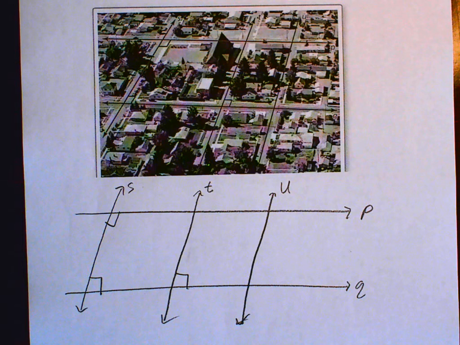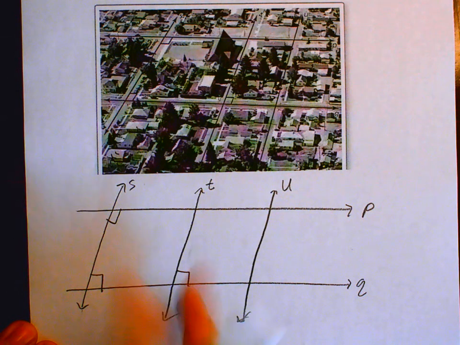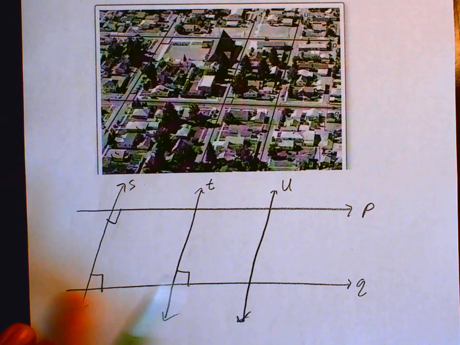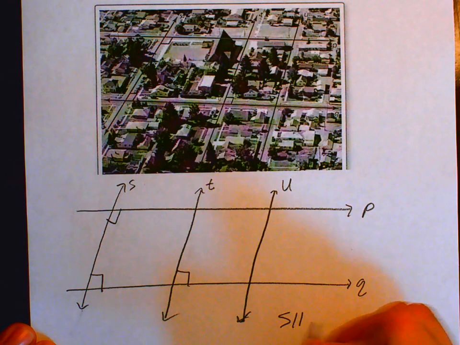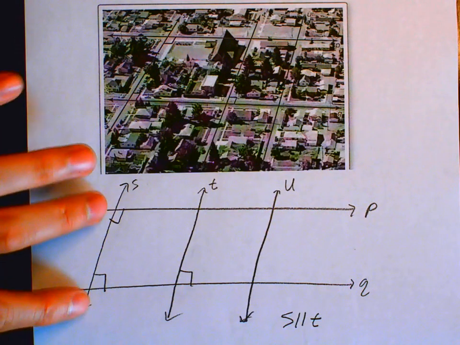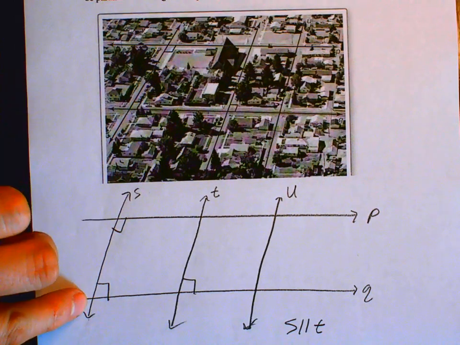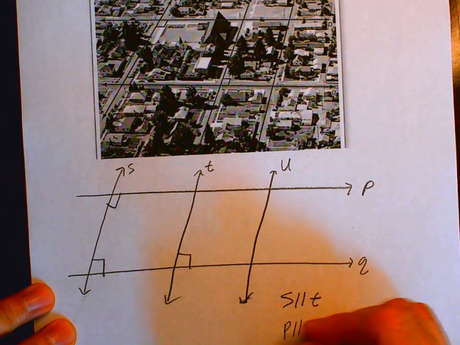Okay, that was fast. All right, so the question's asking, determine which lines, if any, must be parallel. So remember, if two lines are perpendicular to the same line, then they must be parallel. So let's take a look at S and T. Both of these lines are perpendicular to the same line Q. So therefore, S is going to be parallel to T. Now looking at it this way, both P and Q are perpendicular to line S. So therefore, P and Q are going to be parallel as well.